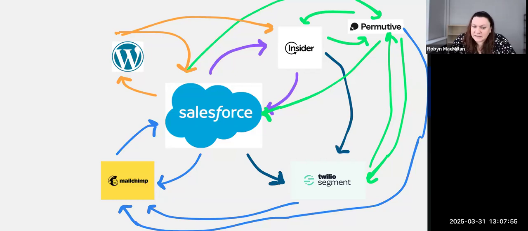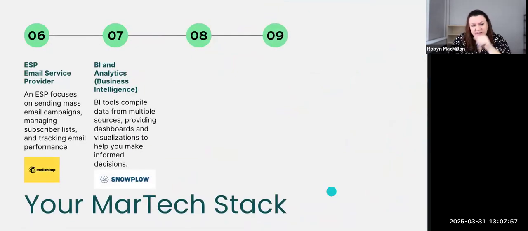So what is next? So this probably isn't a surprise. Within this, we have our business intelligence and our analytics tools. And these tools compile data from multiple sources, providing dashboards and visualizations of what is actually going on within the MarTech stack, and helps us to make informed decisions or triggers decisions for us based on the rules we set.